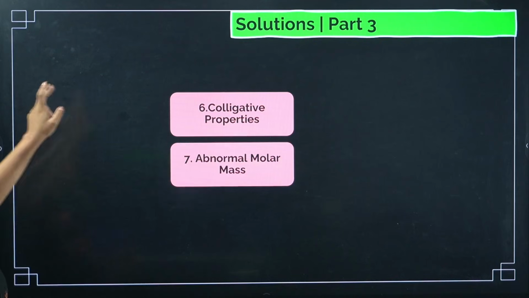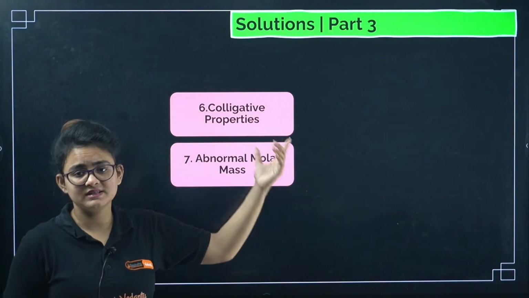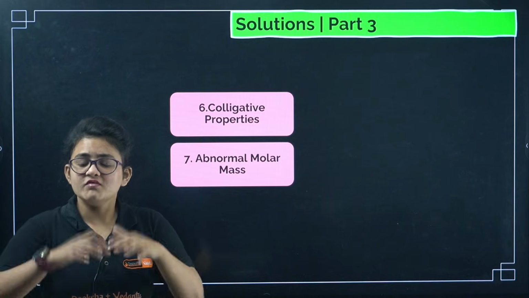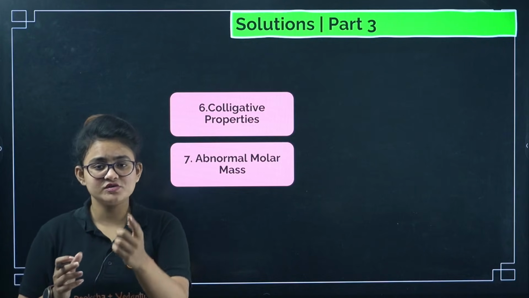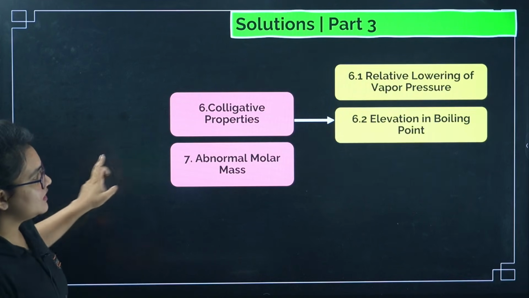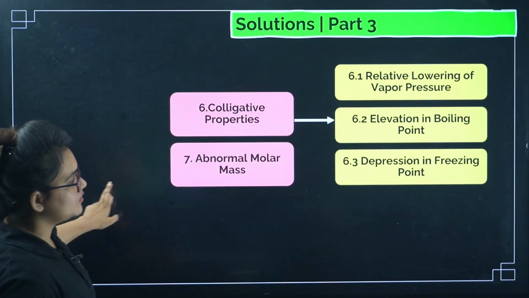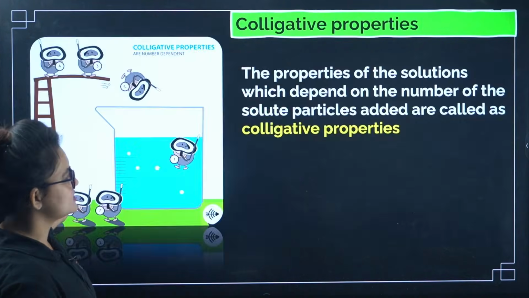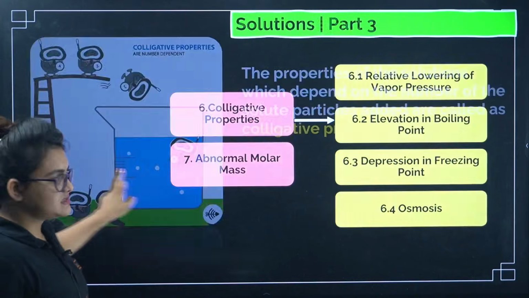Here you can see the most vital zone for the solution is basically the colligative property, right? From where the numerical problems also come, not only in your board examination, also in the KCET. So from the colligative properties, what are the properties? Relative lowering of vapor pressure, elevation of boiling point, depression of freezing point, osmosis. And another one is abnormal molar mass.